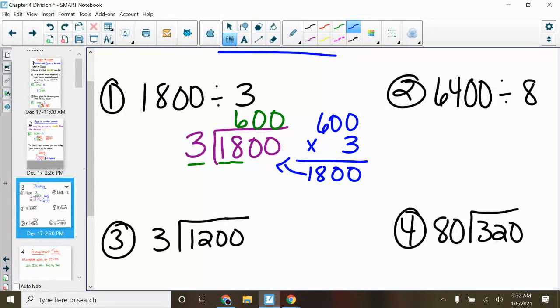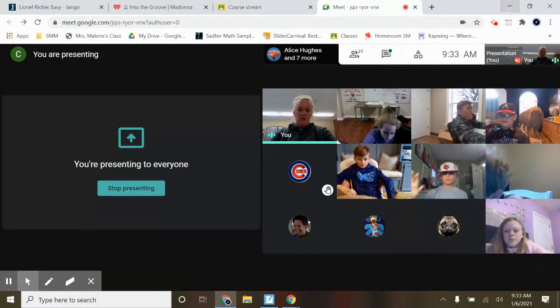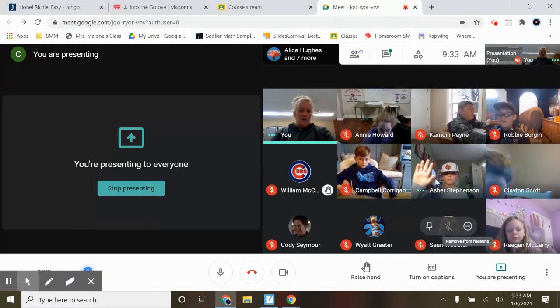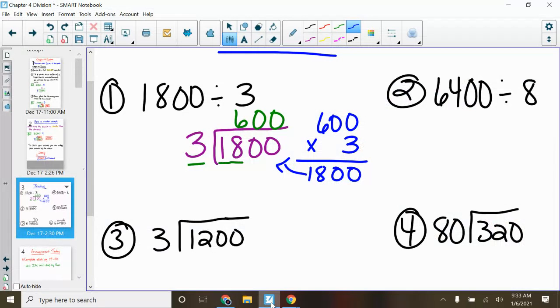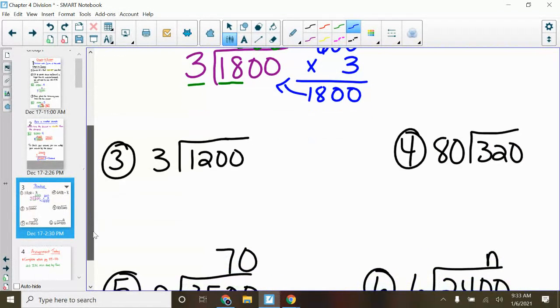What about problem number 4? Nice job, Asher. What about problem number 4? Who can walk us through that one? Reagan, you want to take charge of that one? All right, Reagan. So now this one's a little bit tougher looking because it has 2 digits outside the box. So instead of just having 1 digit over here, I actually have 2. So Reagan, what am I going to do?